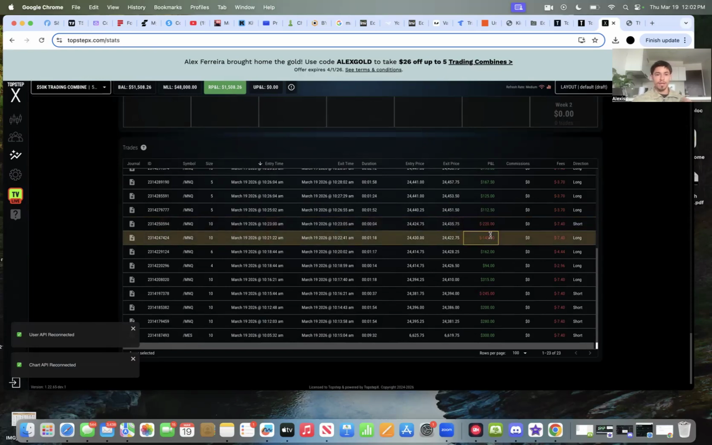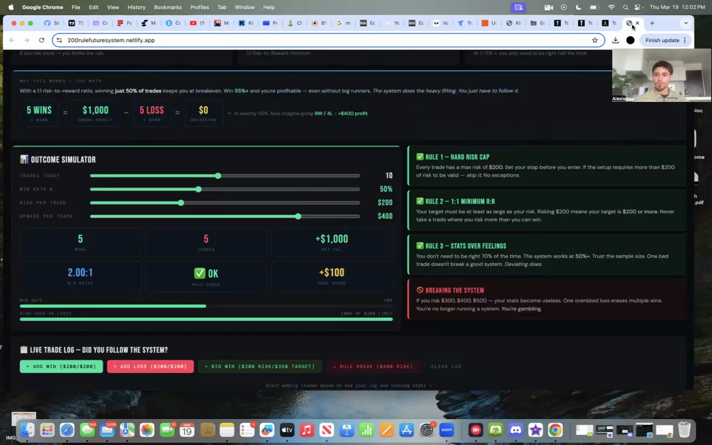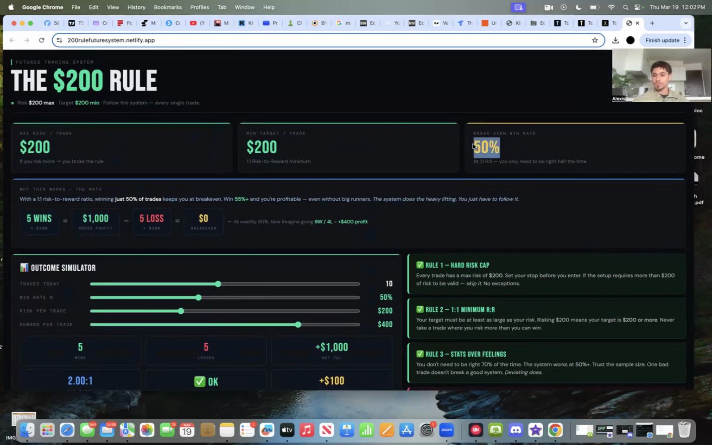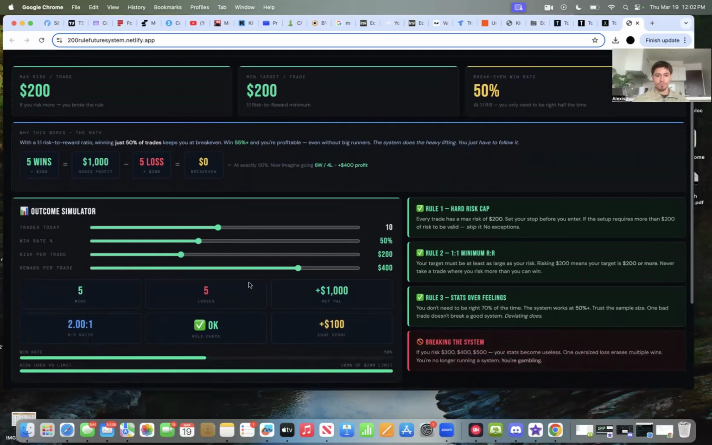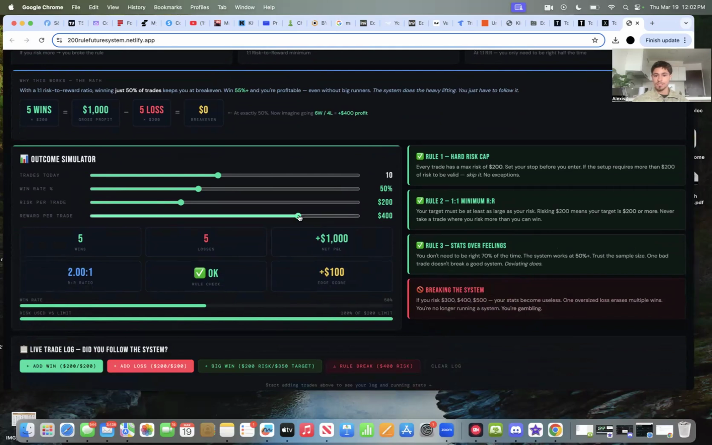But for the most part, I'm calculating 200 before I even get into the trade, right? I'm counting my candles, making sure I'm not trying to risk more than 200. And this is the most important thing when it comes down to it. Stats over feelings, right? You don't need to be right 70% of the time. The system works at a 50% win ratio. Literally, all you need to do is be right 50% of the time. Can you be right 50% of the time? And when you do, can you catch double what you're risking?